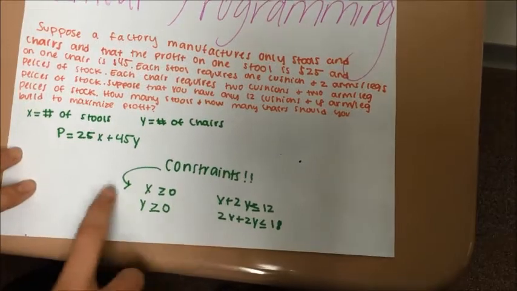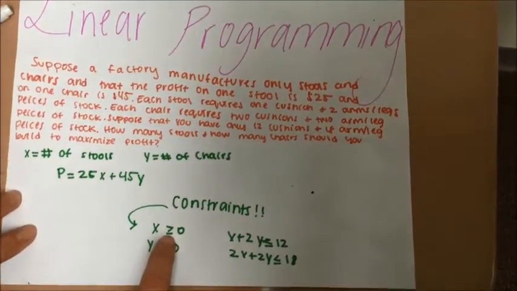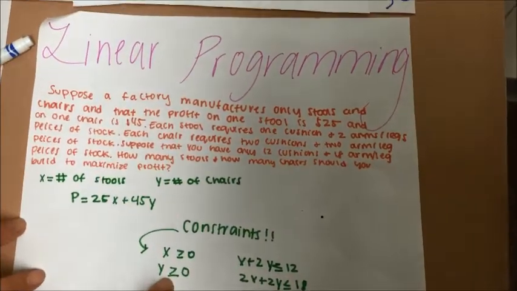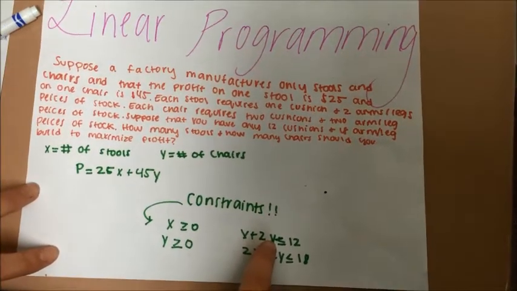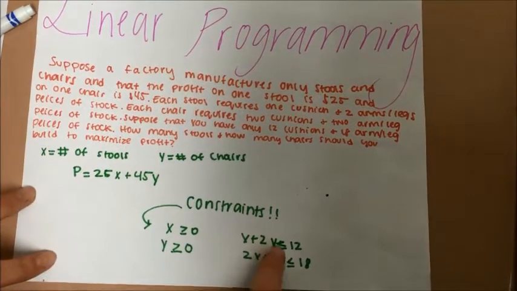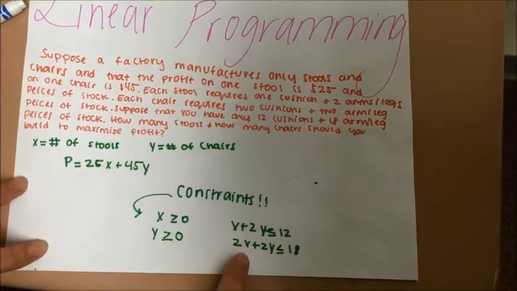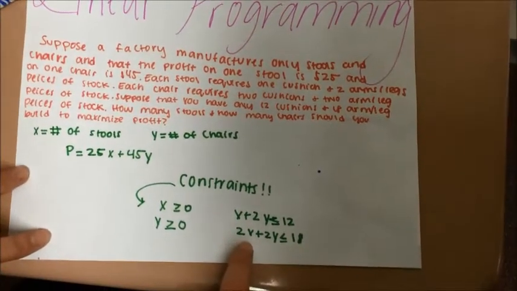Your constraints here would be: the number of stools is greater than 0, the number of chairs is greater than 0, 1 stool and 2 chairs use a maximum of 12 cushions, and 2 stools and 2 chairs use a maximum of 18 arms and leg pieces.